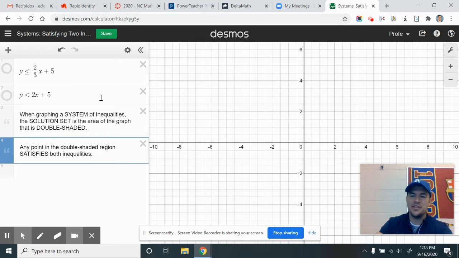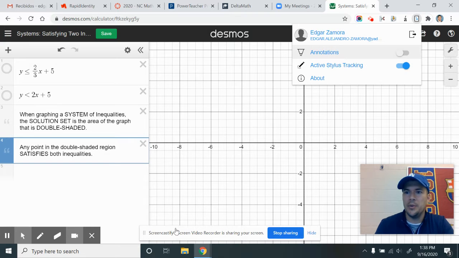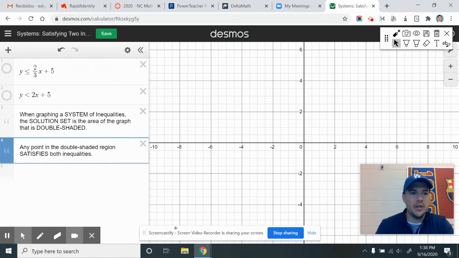Hello, everybody. The last lesson of the module, systems of inequalities. Let's take a look at this. So I have the two inequalities, and we're going to do this one by hand, just because we have come to a moment of mastery. So the system is y is less than or equal to 2/3 x plus 5.